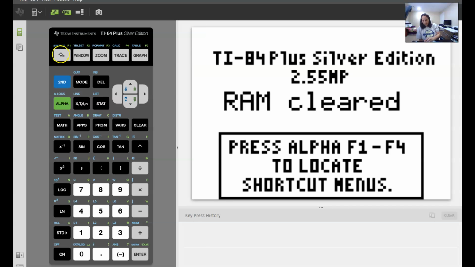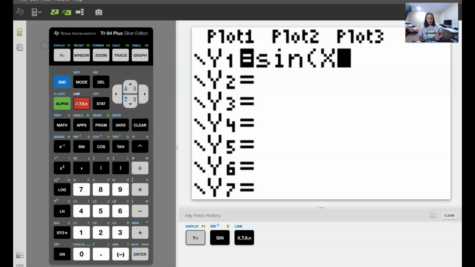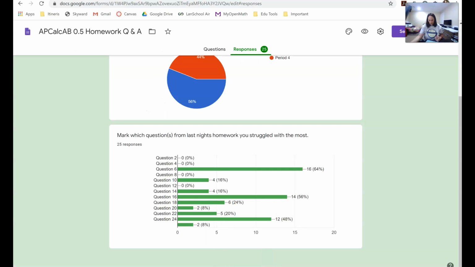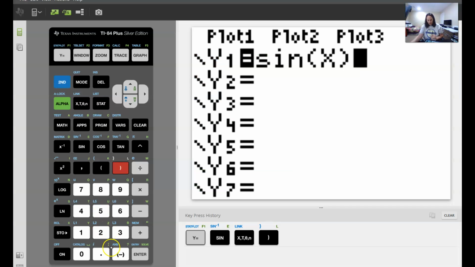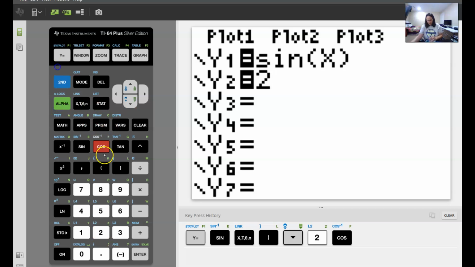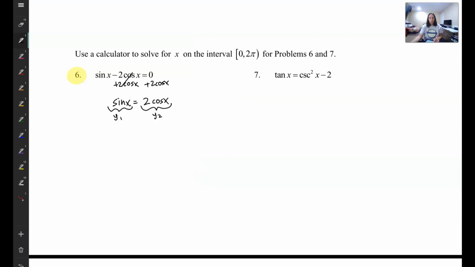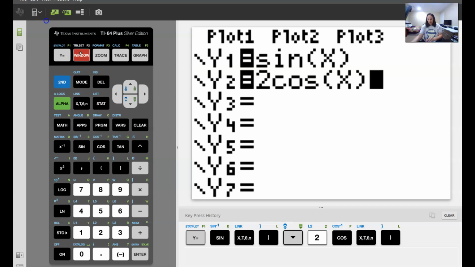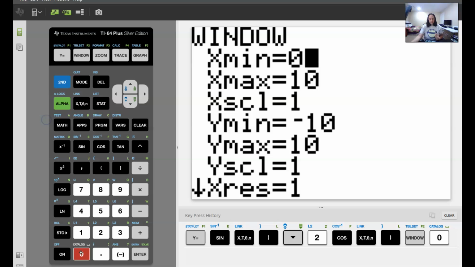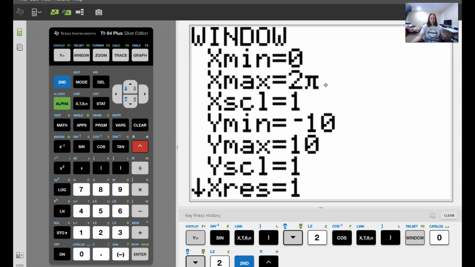So I got my calculator up, y equals sine of x in y1, and 2 cosine of x in y2. Now before I graph, remember in the problem it said from 0 to 2 pi. So I'm going to go right here on my window, and I'm going to restrict this from 0 to 2 pi. And you can use your calculator's pi symbol right there. Just put in 2 pi.